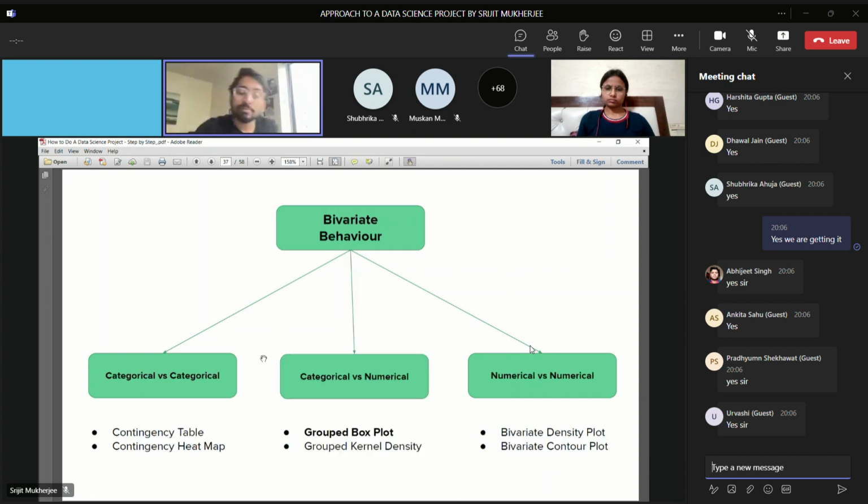Okay, so now bivariate behaviors. Essentially, it's taking two variables and trying to see the same thing, whether they are grouping up together or not. So how to do that? Essentially, for numerical versus numerical, it's not scatter plot. I will show you what scatter plots look like and why you shouldn't do that. It's not giving any information. So let me show it to you.